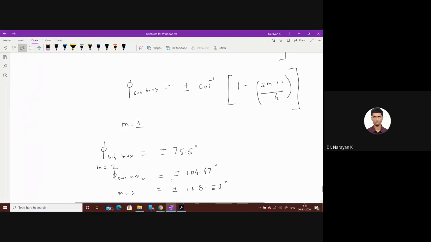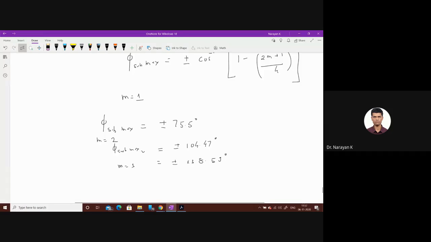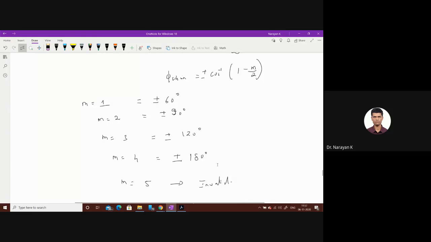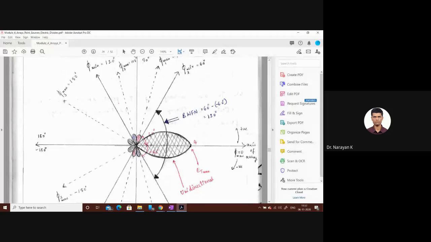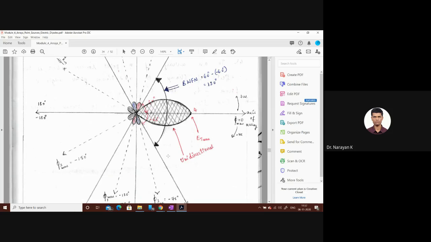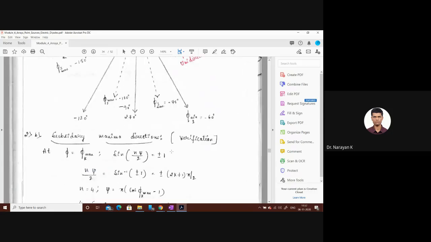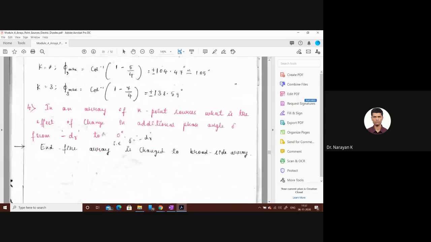So where is the next subsidiary maximum coming? 138.59 degrees. Where is your next minima coming? 120 degrees and 180 degrees. So in between that you will get one more radiation pattern here, at 138 degrees. This is not 150, it is 138.59. But your beam width between first nulls will be 120 degrees. I think these problems are absolutely clear.